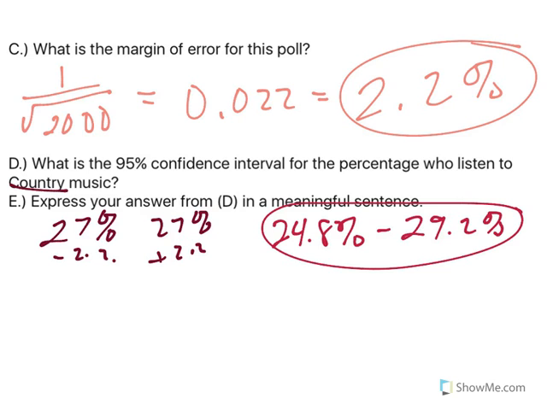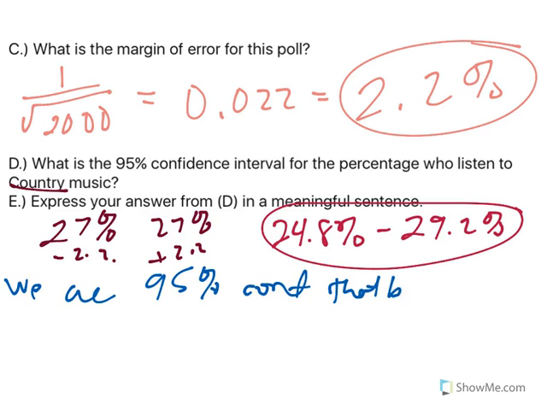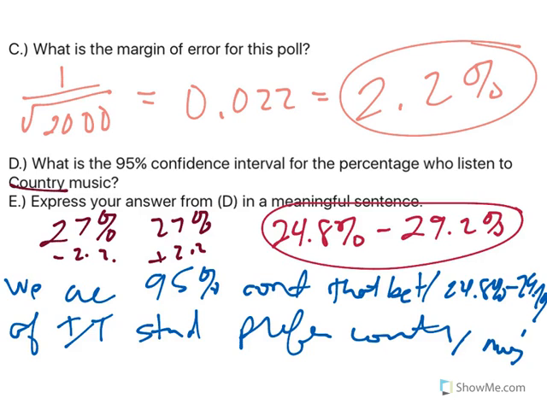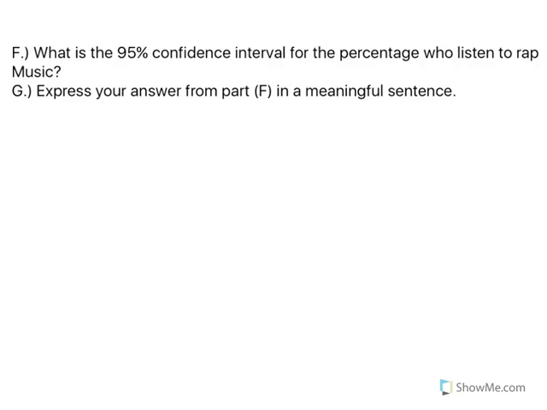So when I go to write my statement, we are 95% confident that between 24.8% and 29.2% of Ivy Tech students prefer country music. Pardon my horrible handwriting, right? Mad Libs, 95% confident, there's my interval, this is my population, what are they doing? 4 pieces. What's the confidence interval for rap music?